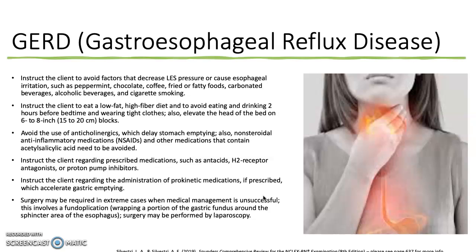So some nursing interventions with acid reflux. We want to avoid factors that decrease the LES pressure or cause esophageal irritation. So things that can weaken that lower esophageal sphincter: peppermint is a big one, coffee, chocolate, all the good stuff, right? Fried or fatty foods, carbonated beverages, alcohol, and cigarette smoking. These can all weaken the lower esophageal pressure, which then will increase the symptoms that they're having. So they're going to need to work on their diet there.